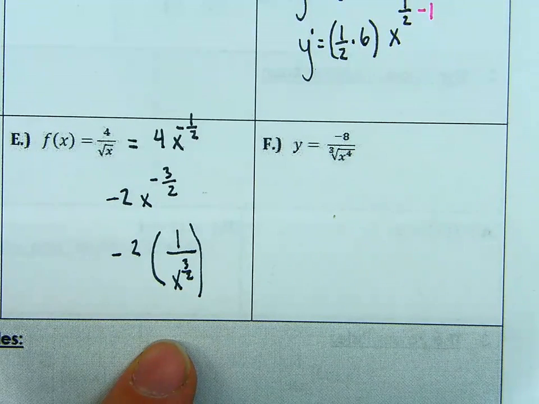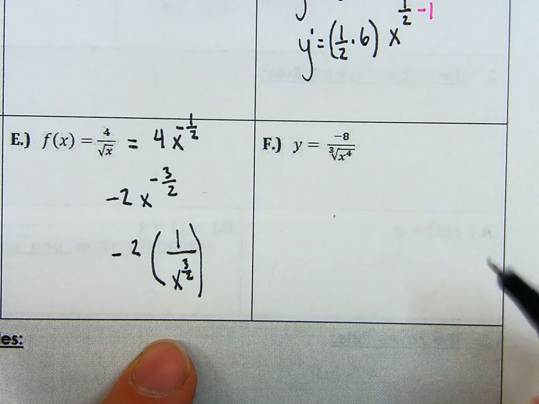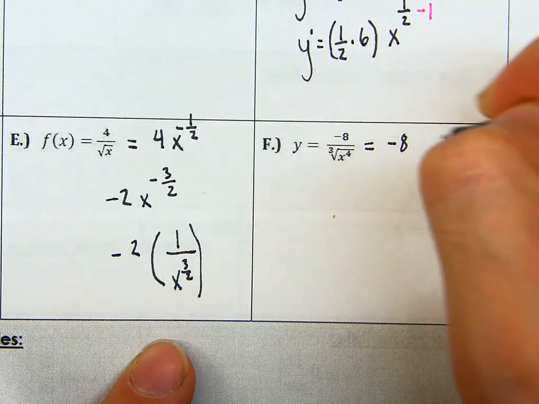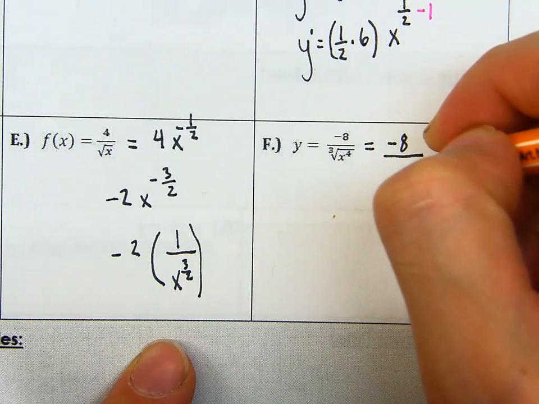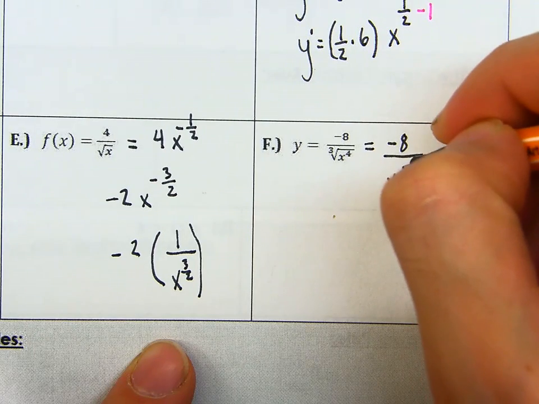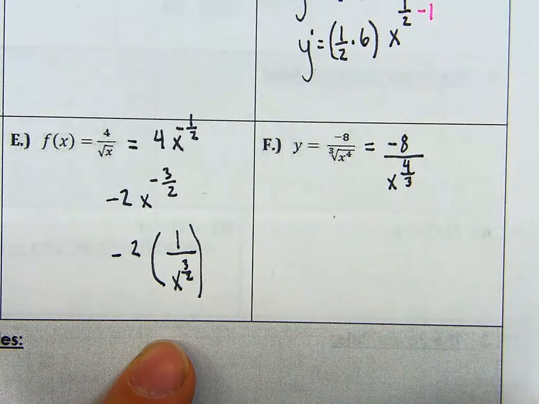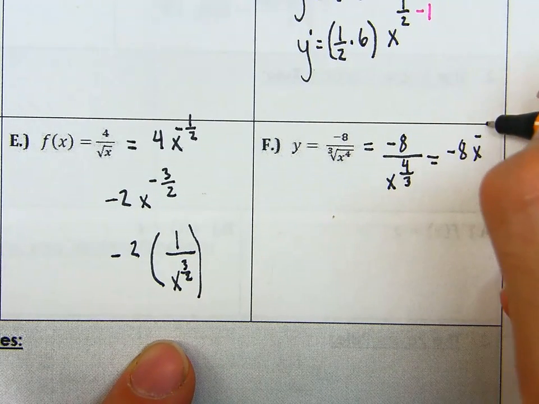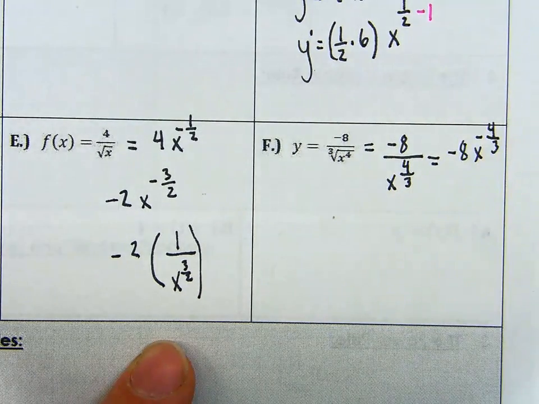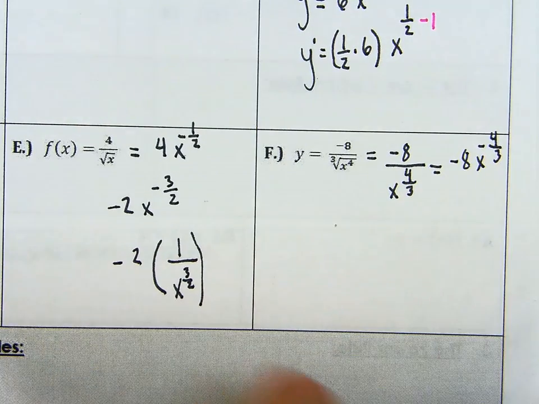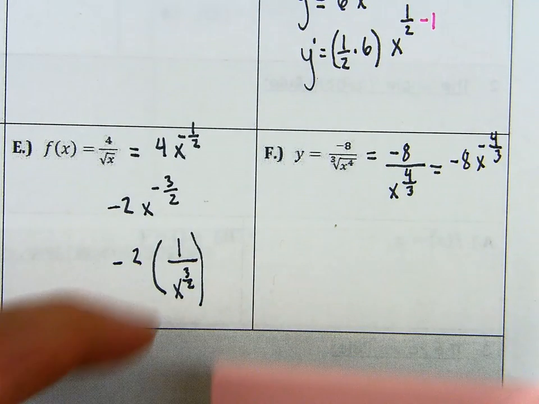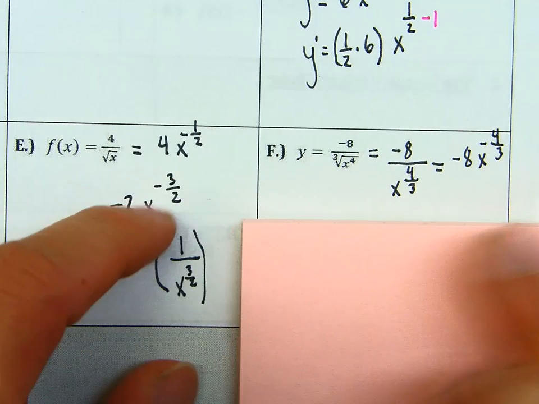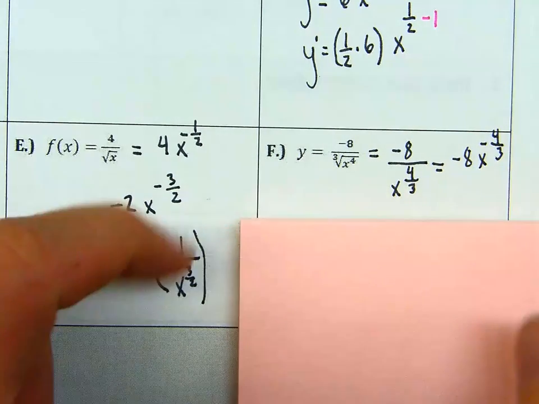Okay, how do you do this one? Notice that this is equal to negative 8 over x to the 4 over 3, which is equal to negative 8 times x to the negative 4 over 3. Now you need to find the derivative of this. If you want, take your time, pause the video, and try to do it by yourself, following what we've been doing.